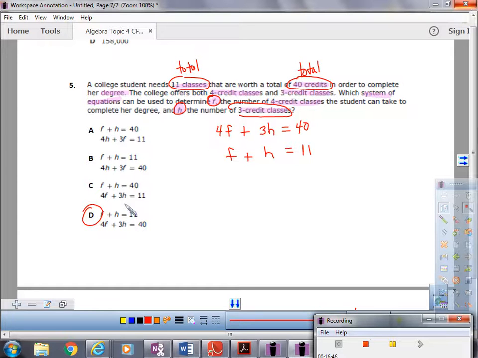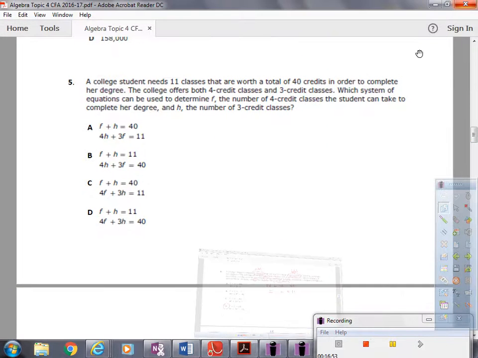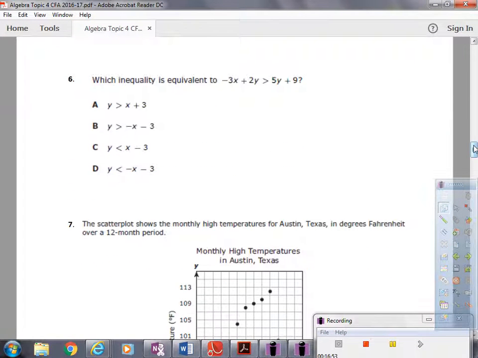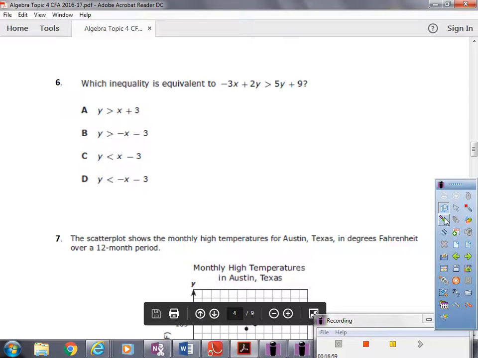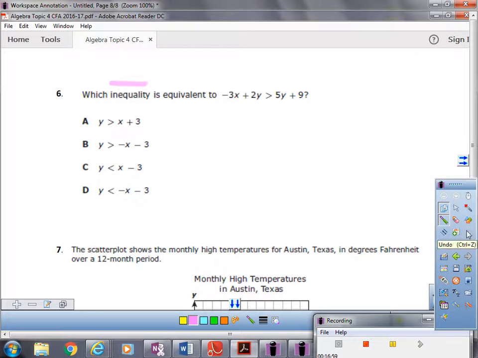All right, so question number 5 was answer D. So just look for those keywords, you know, and look for those totals. All right, so let's look at question number 6. Question number 6 wants to know, let me zoom in a little bit here, which inequality is equivalent to negative 3x plus 2y greater than 5y plus 9. They want to know which one of these would be equivalent to that. So in order for things to be equivalent, equivalent means equal.